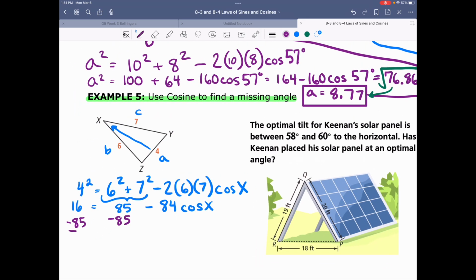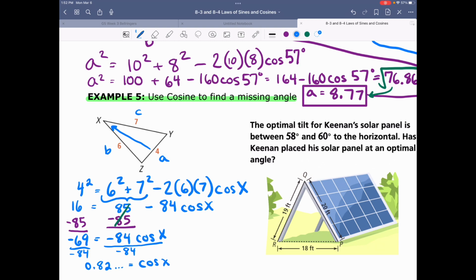And then it's going to give us a negative, but that's okay. So 16 minus 85 is negative 69 equals negative 84 cosine x. Now I have to divide by negative 84 to get cosine x by itself. So negative 69 divided by negative 84 is approximately 0.82, and that equals cosine x.